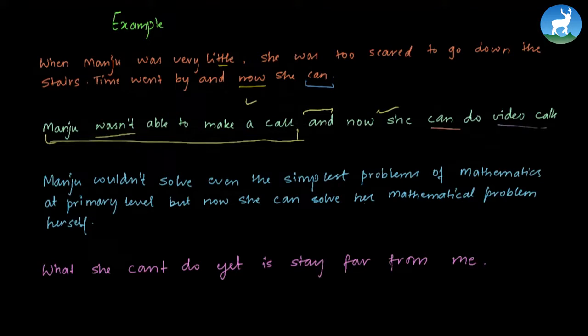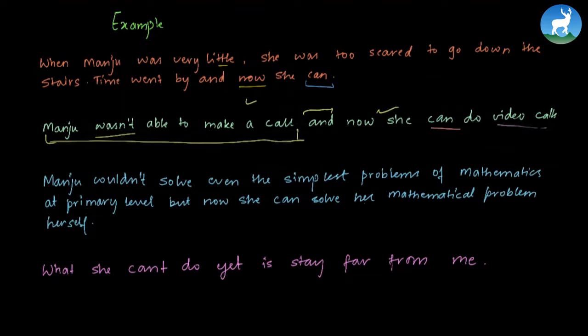So another statement, Manju couldn't solve even the simplest problems. So "couldn't solve", remember, "could" and "couldn't". "Could" is the way to express ability, and "couldn't" is used to show the inability. However, it comes from "could". So "could" is used to talk about the past, right? So Manju couldn't solve even the simplest problems of mathematics. That was in the past.